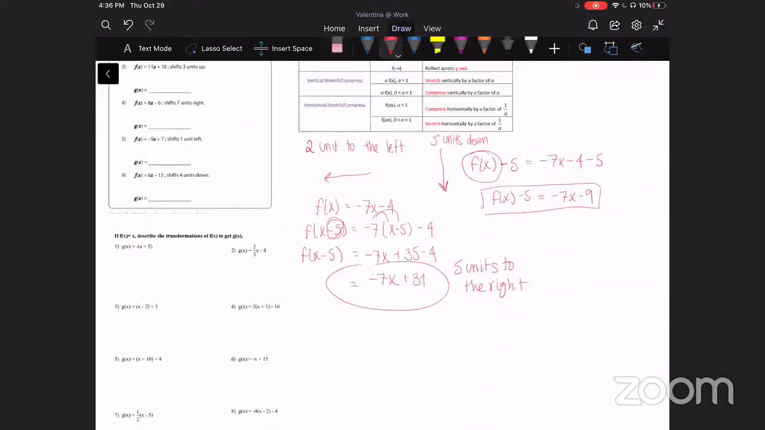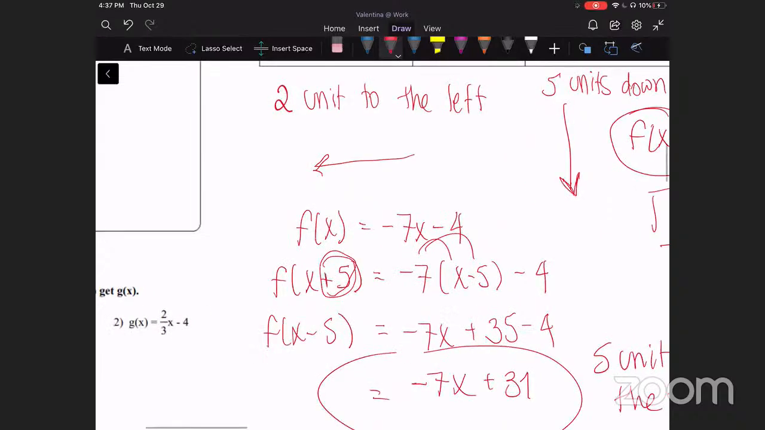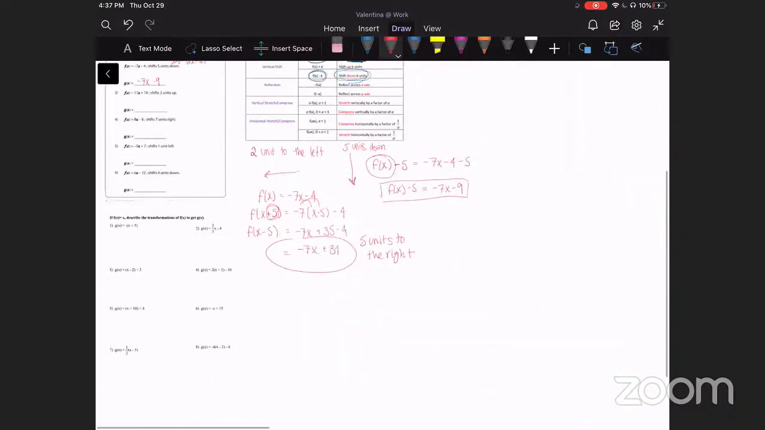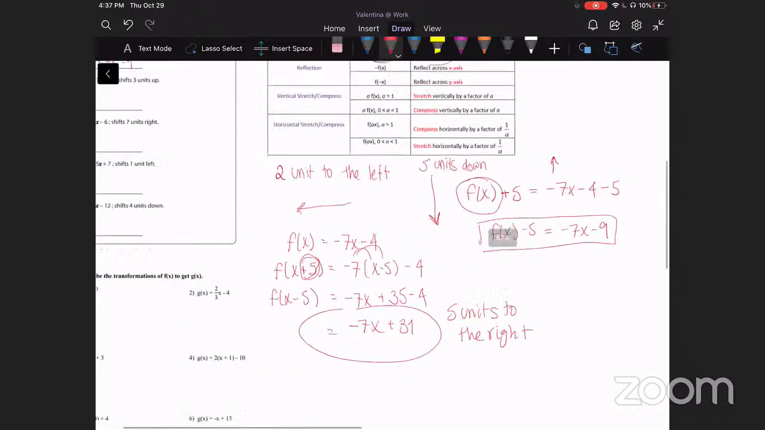So yeah, this one would be shifting to the right. And then if you wanted to shift to the left, you would add 5 instead of subtracting. And if you wanted to move up your y-axis, or vertically up, you would add 5 instead of subtracting.